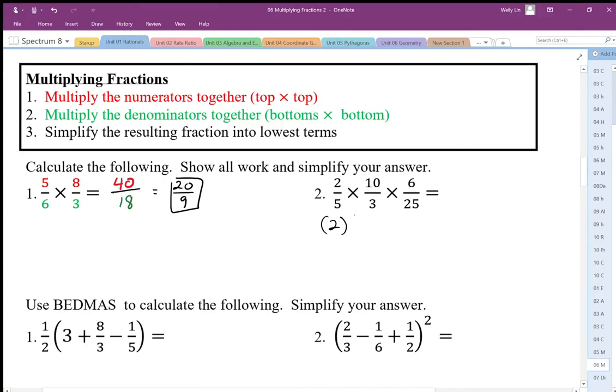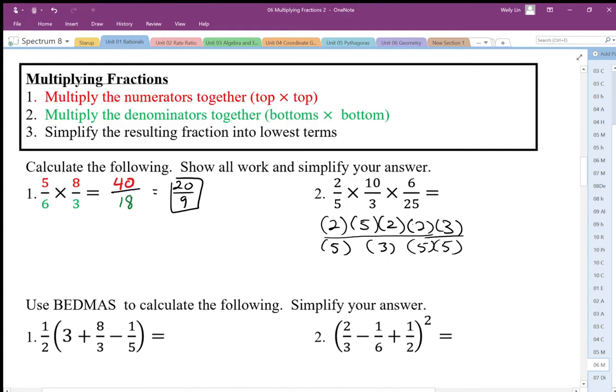So here's going to be 2 times 10, which I'm going to break up into 5 times 2, because I see the common factor of 5 on the bottom. Here I'm going to break up the 6 into 2 times 3, because I see a common factor of 3 here. So then I have my 5 here. Oh, I've got another factor of 5 down here. This is a factor of 3, and the 25 is a 5 times 5.